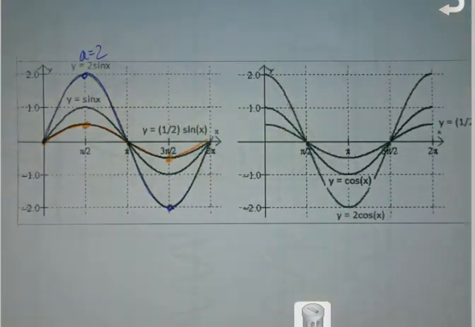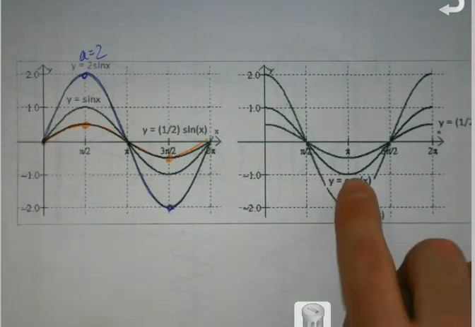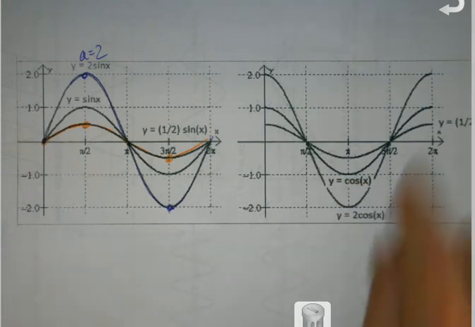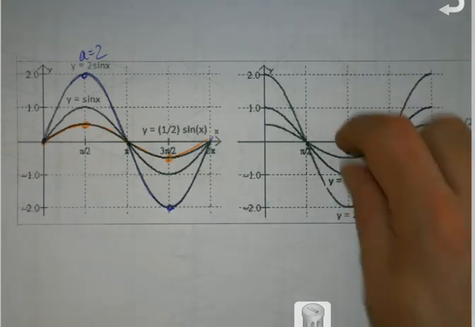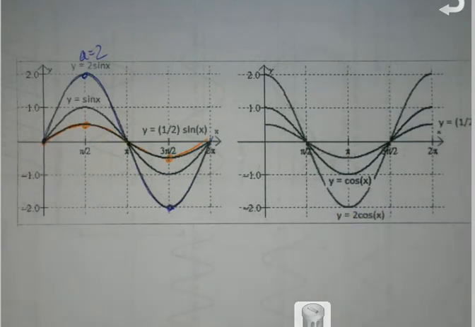And the exact same thing for cosine. There's really no difference except for the fact, again, it shrinks vertically when I'm multiplying by the fraction and widens vertically when I multiply by a coefficient or a number greater than 1. And that would be whether it's positive or negative.